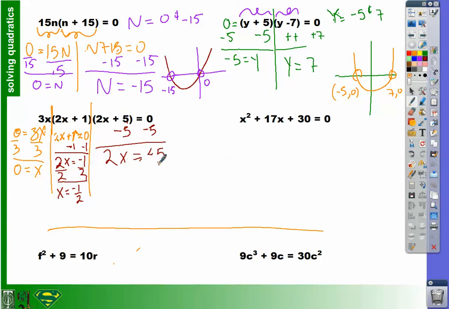I'm pretty sure you're right too. All right, so then what am I going to do to both sides to get the x by itself? Sam? Divide by 2. And so I get x is equal to, and let's keep it as an improper fraction, negative 5 over 2. And so the answer for this one is going to be x is equal to 0 and negative 1/2 and negative 5 over 2.